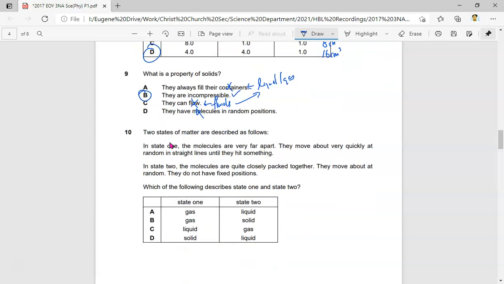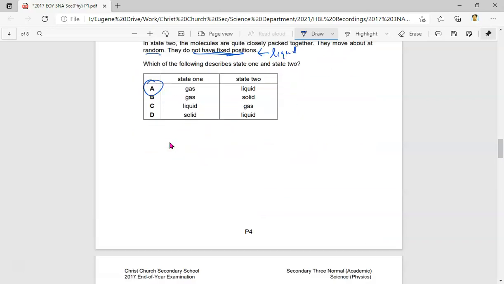Two states of matter are described as follows. State 1: very far apart, move very quickly at random in straight lines until they hit something. Obviously, this is describing gas. State 2: quite closely packed, move about randomly, no fixed position. So the first one is gas. This second one, because of the no fixed position, I know is liquid. So therefore the answer to question 10 is A.